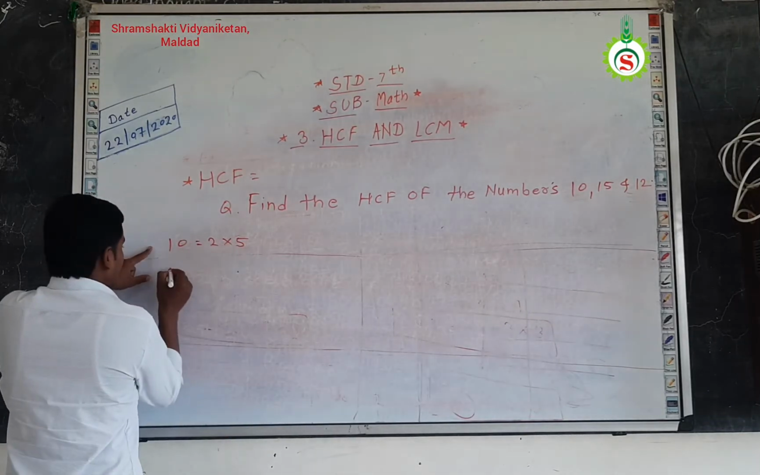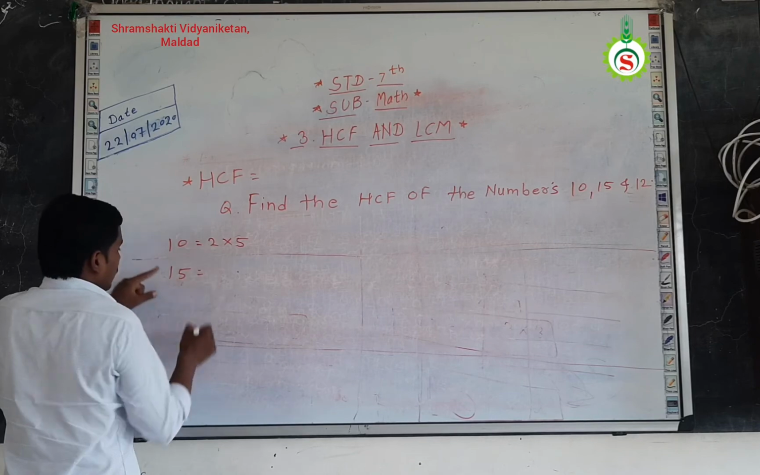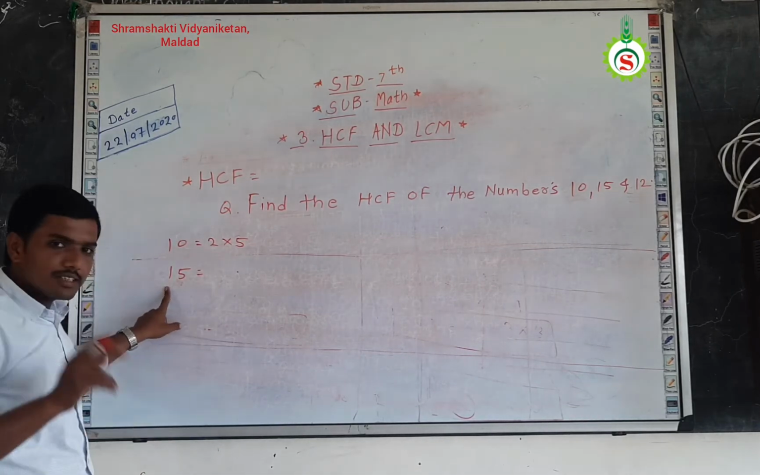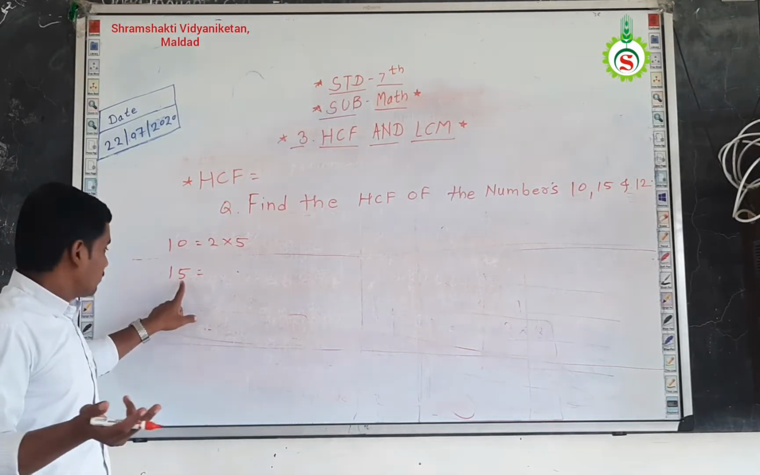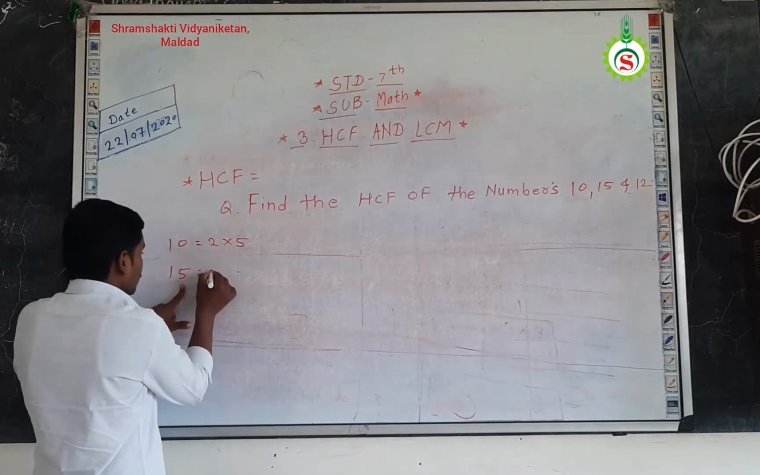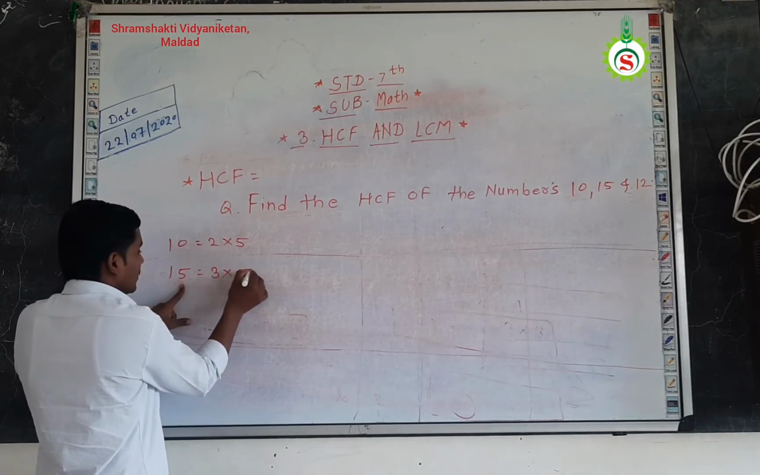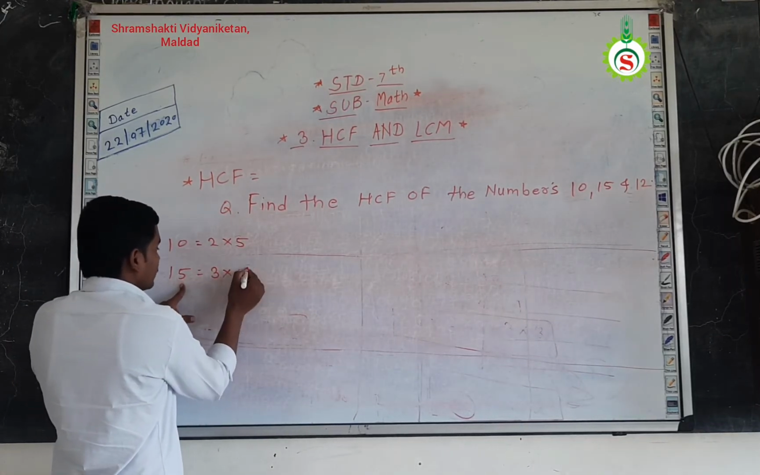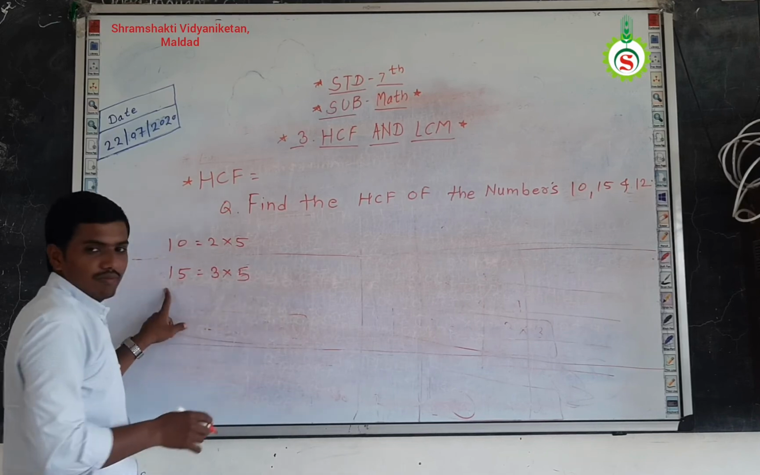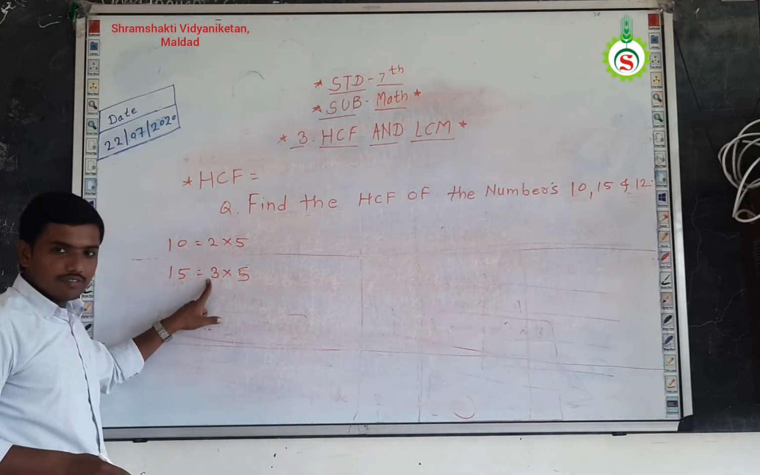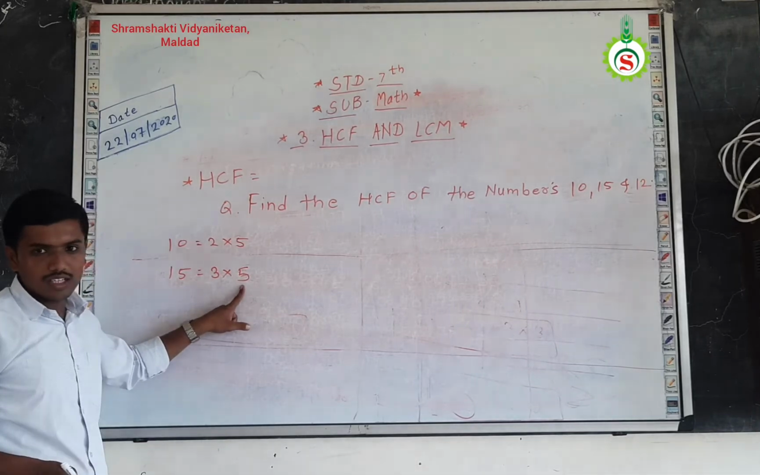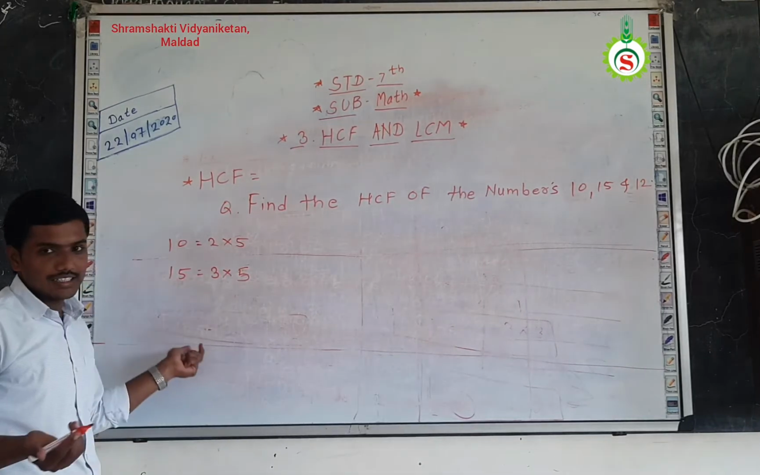Now, the next number is 15. Is 15 divisible by 2? No. But it is divisible by 3. So 3 into 5, because 3 fives are 15. Now 3 is not divisible by another number, and 5 is not divisible by another number. That means factorization is over.